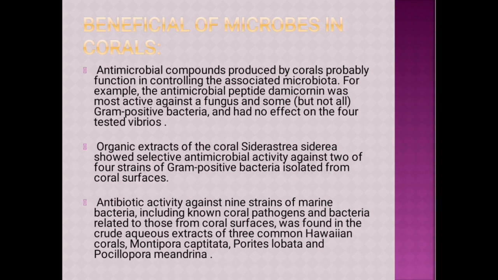Organic extract of the coral Siderastrea siderea showed selective antimicrobial activity against 2 of 4 strains of gram-positive bacteria isolated from coral surfaces. Antibiotic activity against 9 strains of marine bacteria, including known coral pathogens and bacteria related to those from coral surfaces, was found in crude aqueous extract of 3 common Hawaiian corals, Montipora capitata, Porites lobata and Pocillopora meandrina.